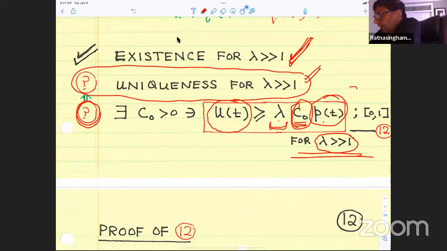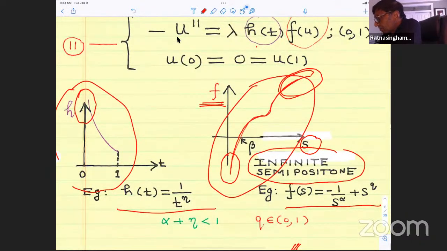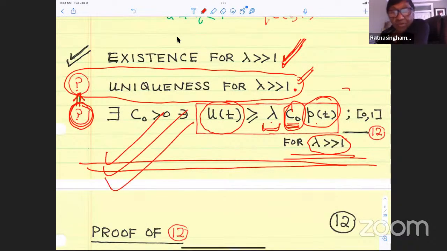This information is heavily used at the end of the day in proving that the solution for large lambda is unique, and I would leave you all to enjoy reading that in the paper. But today I'm just going to show you, even in this difficult situation where f is changing sign and also coming from infinity, how the previous comparison principle that we talked about is going to be helpful to show this a priori growth. So that's the focus. When I say application, that's what I'm going to talk about for the rest of my talk.